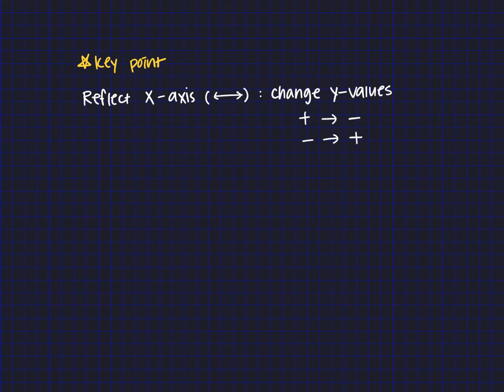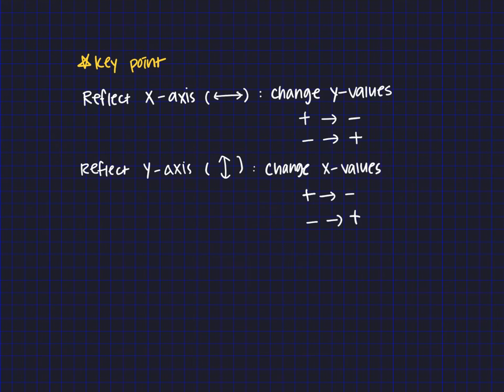If it's going to be reflected in the y-axis, which is the vertical line, you're only going to change the x values. And same thing, you're going to change the positives to the negatives, negatives to the positives. So without even graphing the figures, you can change the numbers into the opposite sign and find out the sets for the reflected figure. You can go ahead and start working on page 230 to 231, questions 4 to 18.